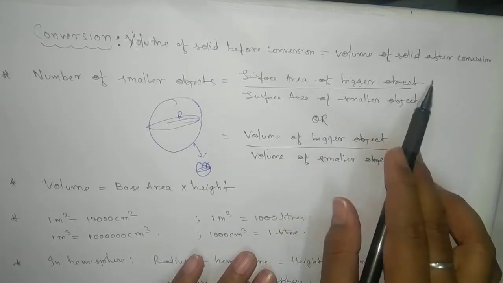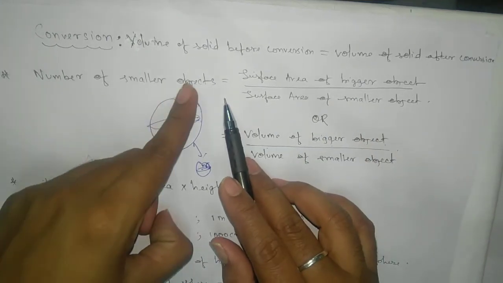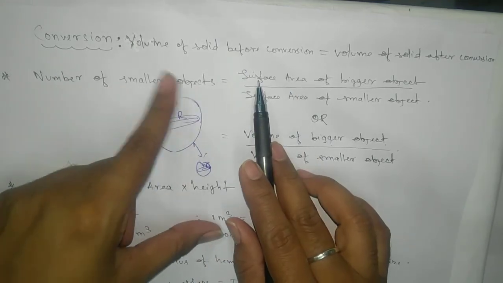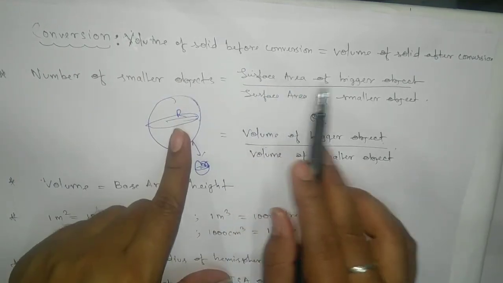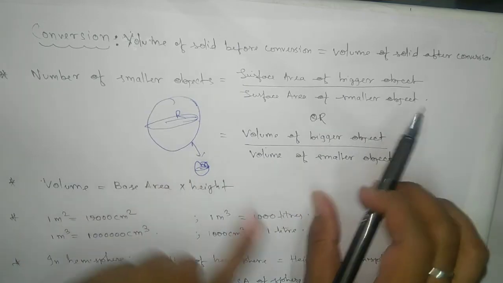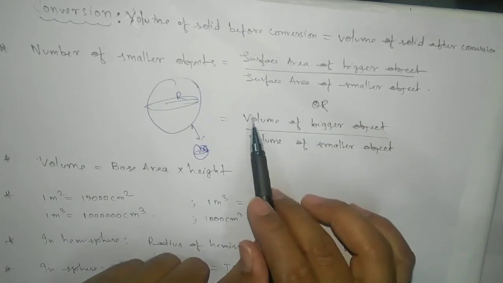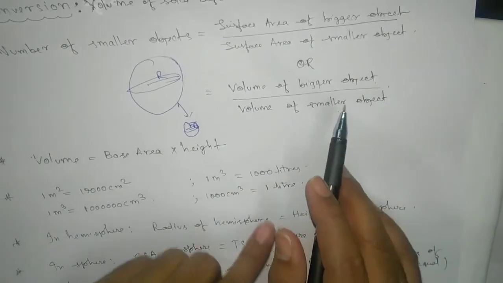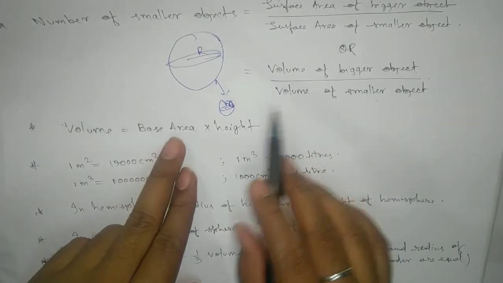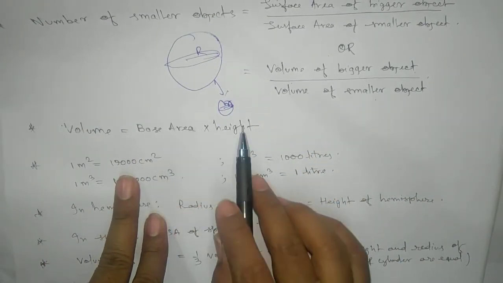Remember here, for the number of smaller objects, the general formula is, and the smaller object may be anything, the surface area of the bigger object divided by the surface area of the smaller object. A similar but different concept is the volume of the bigger object divided by the volume of the smaller object. Now the volume, we have already seen, is base area into height.